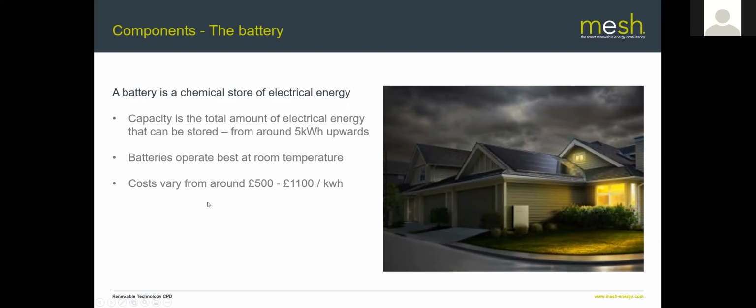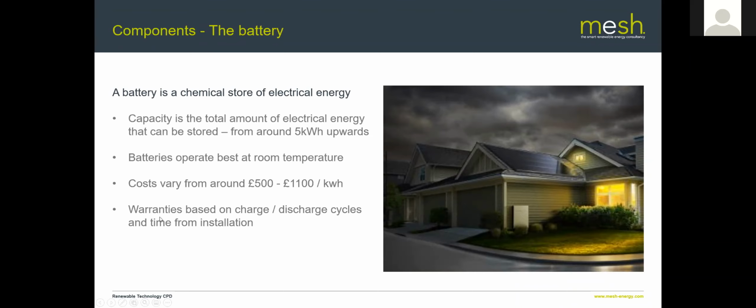Costs vary. The actual cost of the battery and the systems varies from around £500 per kilowatt hour up to £1,100 per kilowatt hour. Now, obviously, that's quite a big spread. You're talking about a spread of over double cost from the cheapest to the most expensive. And obviously, that comes with different features and different cell chemistries and all kinds of other things, and different life expectancies, warranties, and all the rest of it. But that gives you a rough idea.